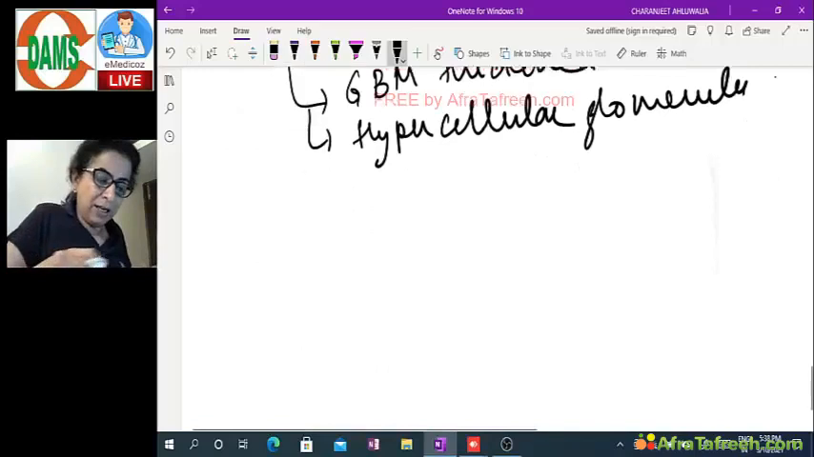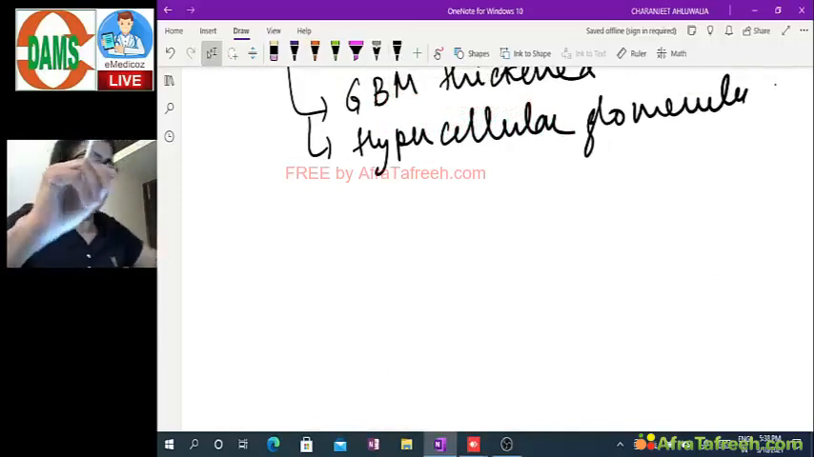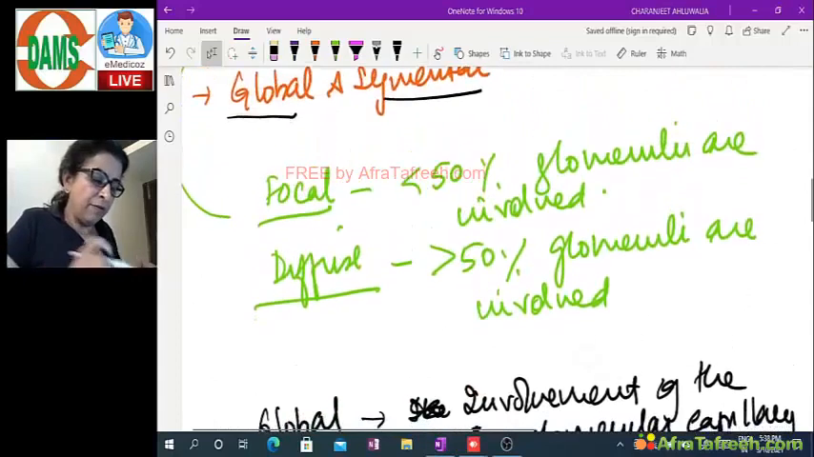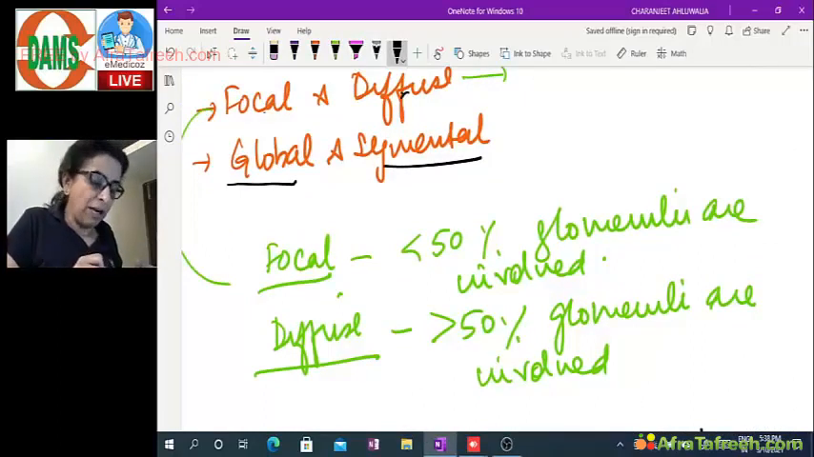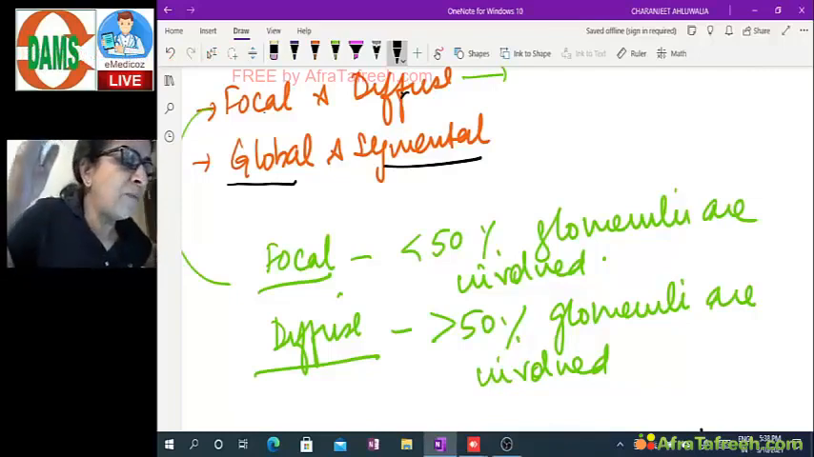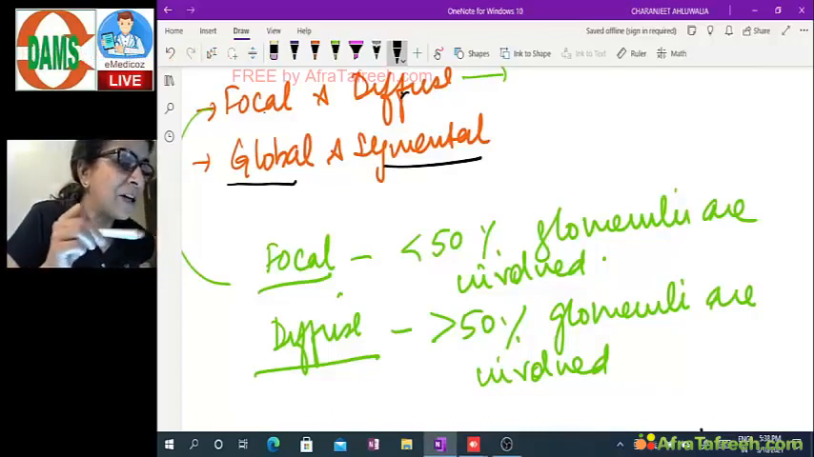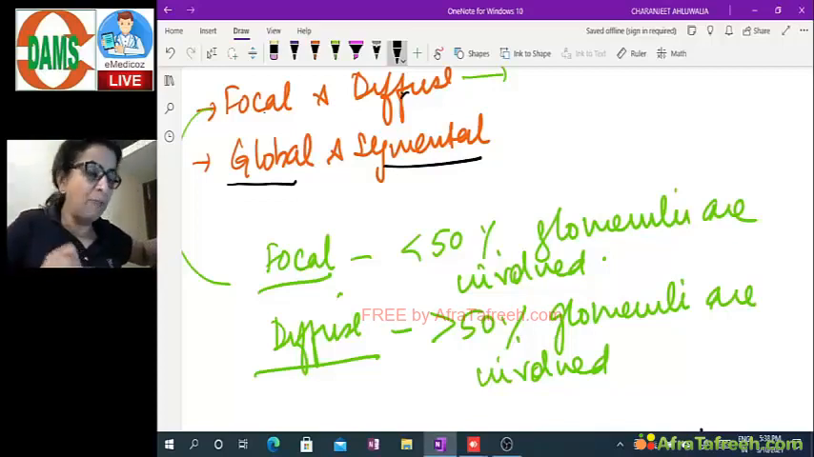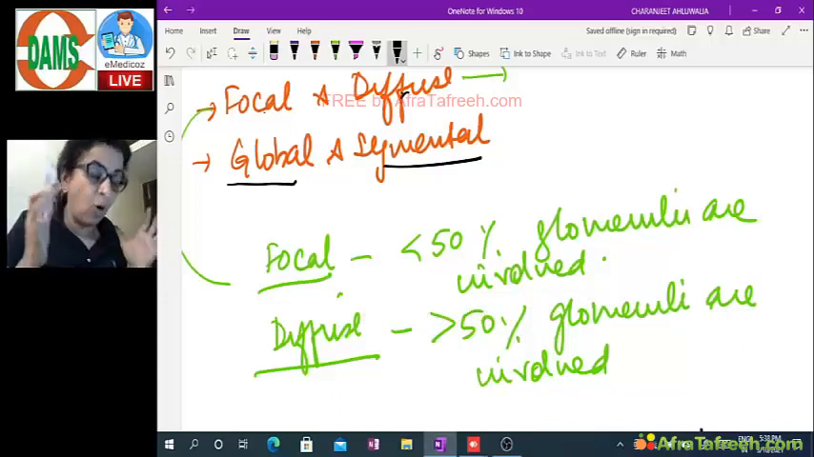Okay, now last time I drew a schematic diagram to differentiate between focal and segmental. Now Asad, focal, I explained it to you. Once again, focal and diffuse, global and segmental. What do focal and diffuse mean? Look at all the 1.5 million glomeruli in the kidney. Focal disease means it is involving less than 50% of the glomeruli. Diffuse disease means out of all 1.5 million glomeruli, more than 50% of glomeruli are involved. So focal and diffuse refer to all the glomeruli.